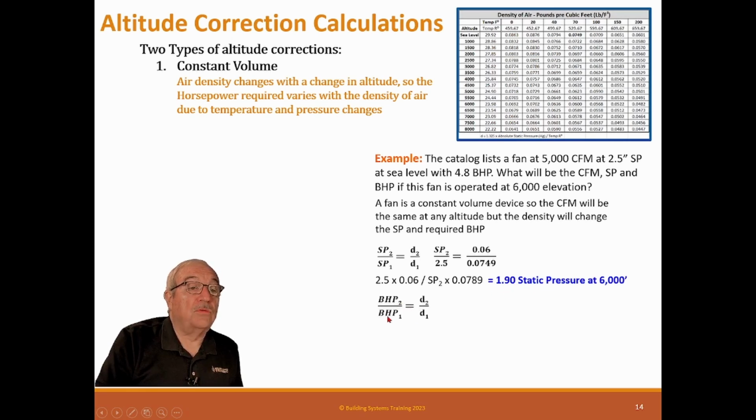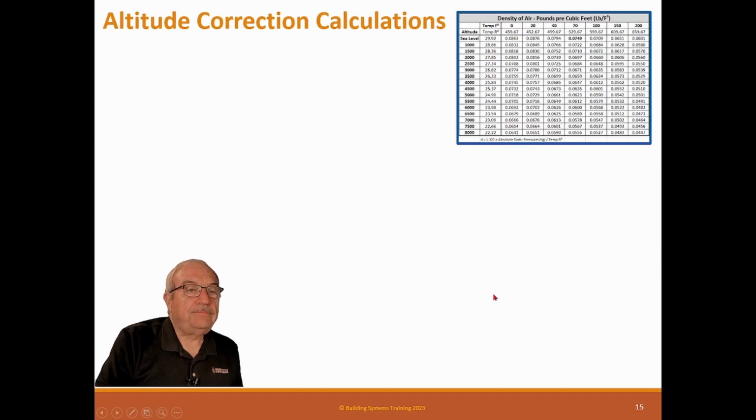Brake horsepower 2 over brake horsepower 1 equals D2 over D1. So we take that ratio, and it's 4.8 for the brake horsepower up here. It's 4.8 brake horsepower. And we're going to find a new brake horsepower over 0.06 over that same ratio. And you can cross multiply it again and you get 3.65 brake horsepower at 6,000 feet. So you see before it was a brake horsepower 4.8, and now we're down to 3.65. So you could use a smaller motor, but basically it's just going to use less energy.